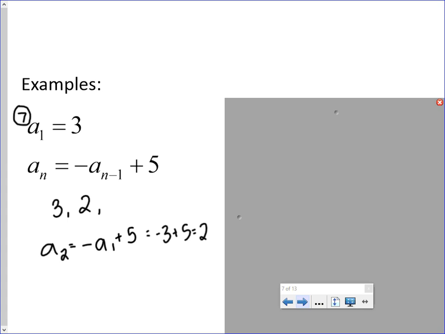To get the third term, a sub 3, I'm going to do negative the term before, which would be the second term, add 5, and that's going to be negative 2 plus 5, which is 3. I can go off of this third term right here, a sub 3. To get a sub 4, I'm going to take negative 3 plus 5 and get 2. You catching on to a pattern there? Next term is going to be 3.